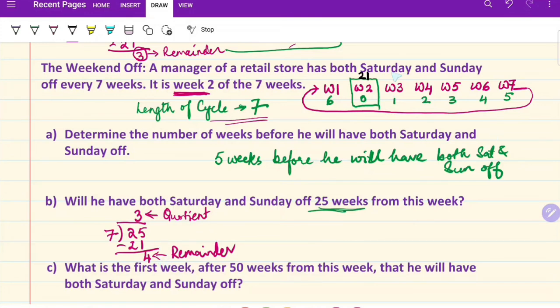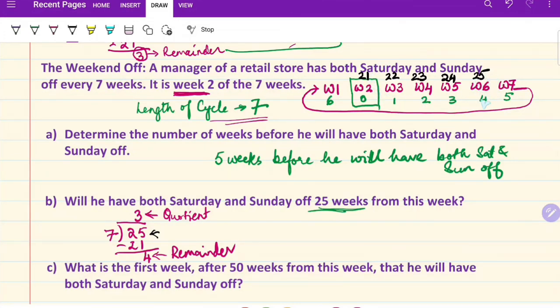So week 3 will be the 22nd week, week 4 will be the 23rd week, week 5 will be the 24th, and week 6 will be the 25th week. 4 more weeks from the 21st week.